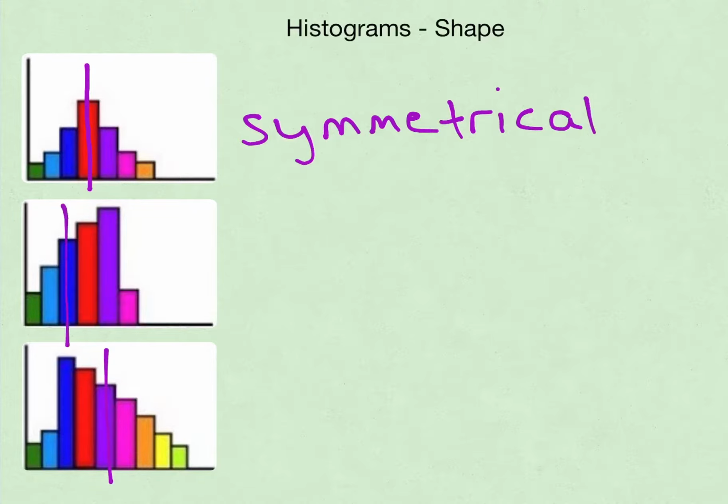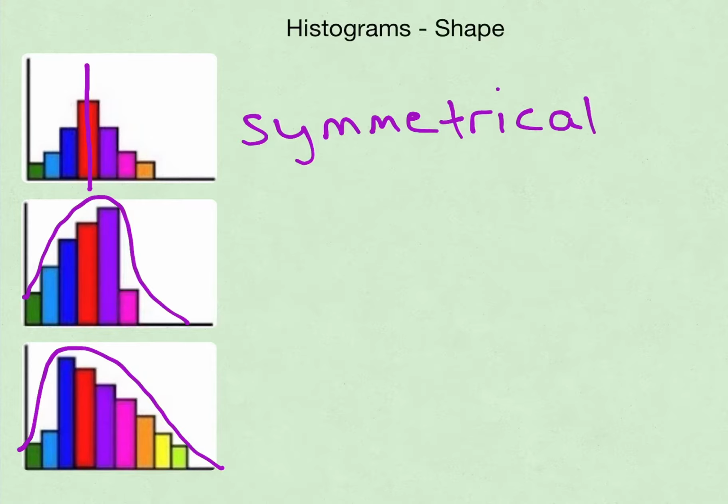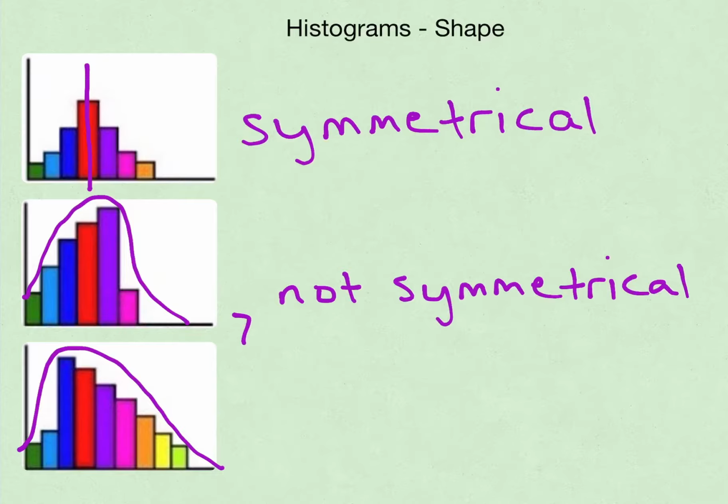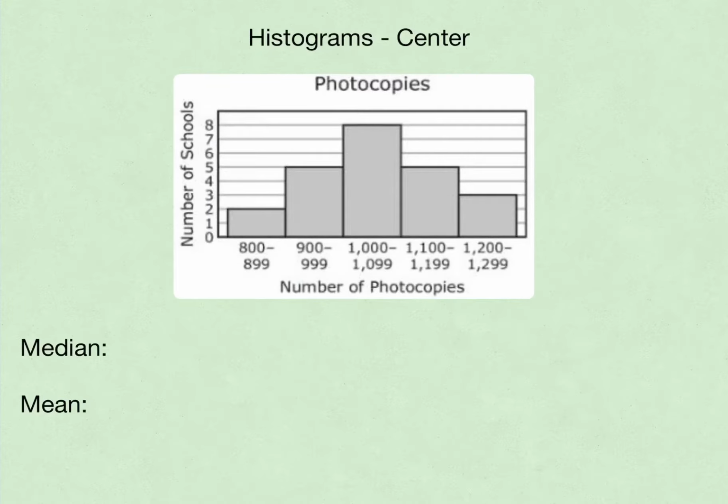Now our other 2 examples don't have a line of symmetry down the center. Most of the data is on one side. So the data can be considered skewed, and it's also not symmetrical. Another word for not symmetrical is asymmetrical. It means the same thing. It means the data is not the same on both sides. And this actually will tell us some information about our measures of center.